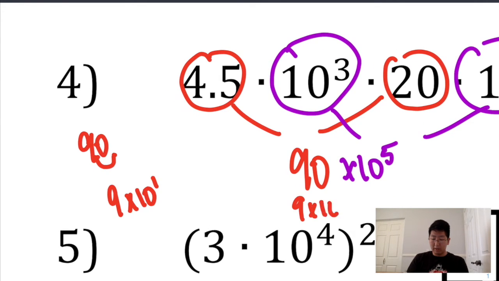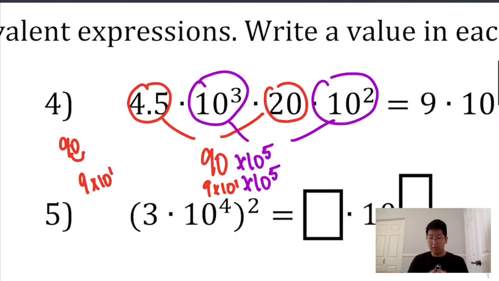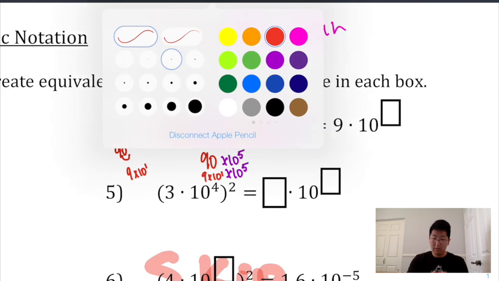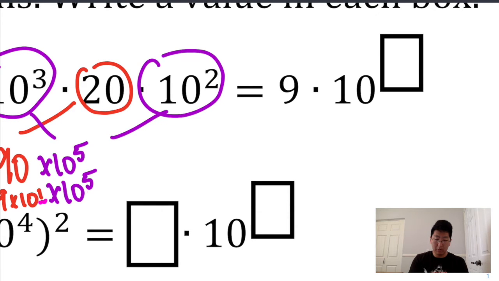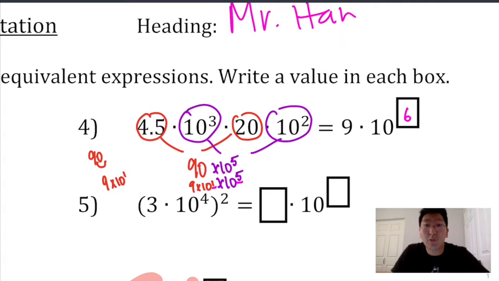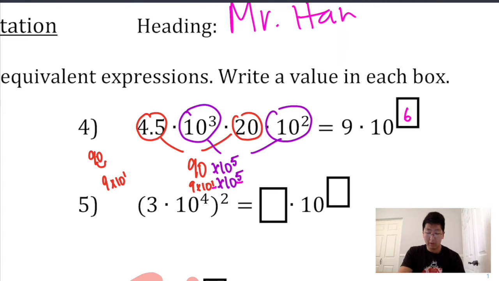9 times 10 to the first times 10 to the fifth. And what we're going to do is combine powers, so it's 9 times 10 to the sixth power, because 1 plus 5 is 6. Hopefully that's a quick, good review, okay?